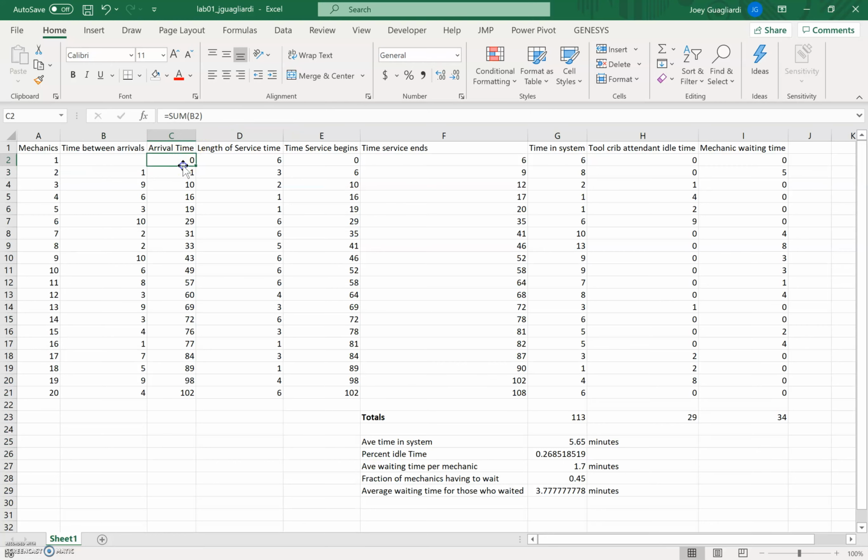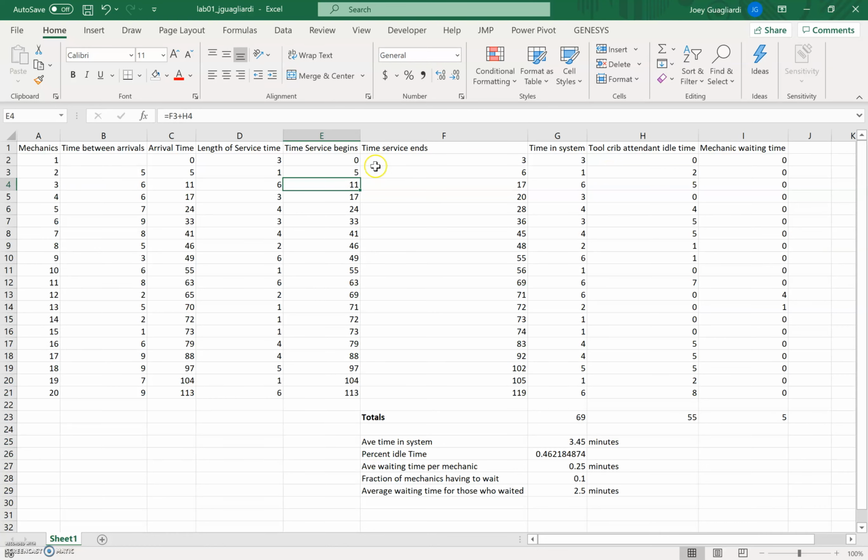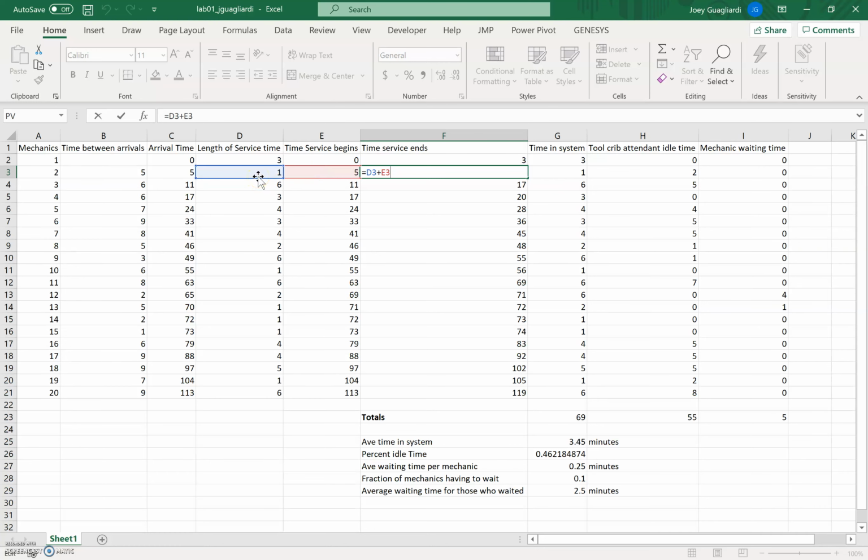The arrival time was set as the sum of all of the previous sum plus the next current. So it adds all of them together. It's cumulative. The length of the service time was a rand between from 1 to 6. The time service begins was actually the previous time service ends plus the tool crib attendant idle time. Then the time service ends is equivalent to the time service begins minus the length of the service time.